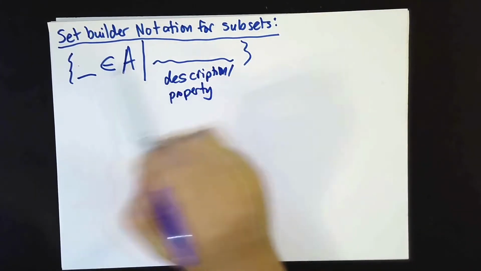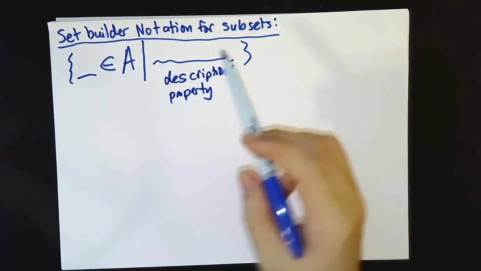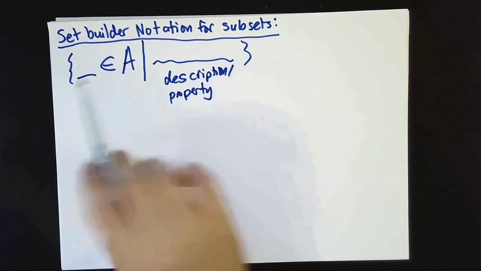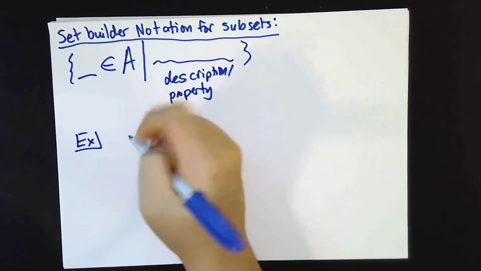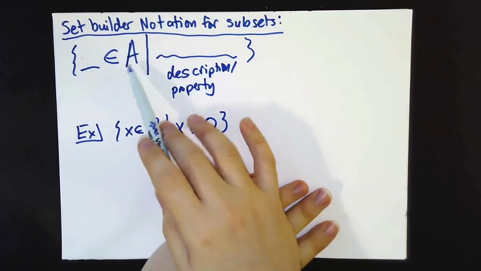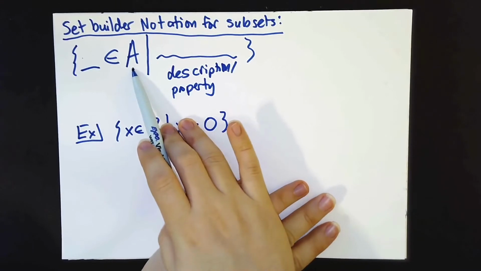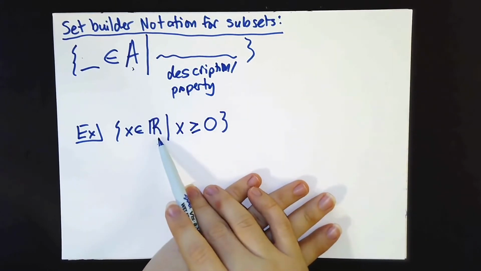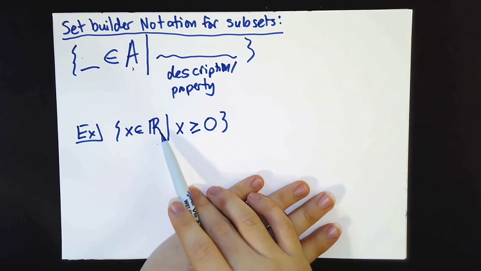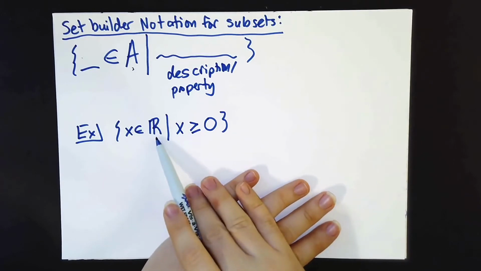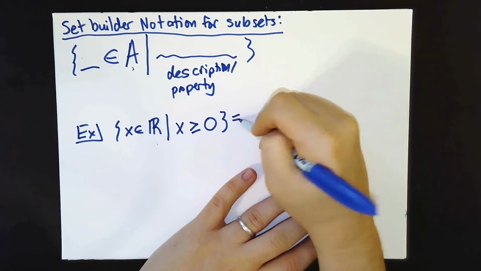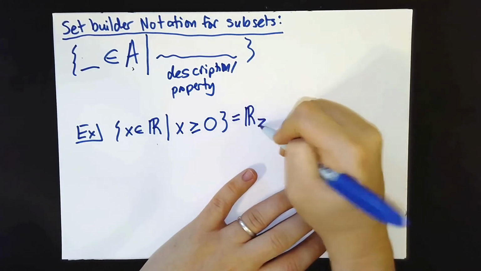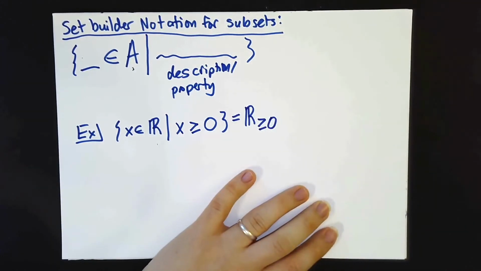And so let me give you several examples of using this so that you can understand what's going on here. First of all, note this thing is always describing a subset of A. So in this case, I'm describing a subset of the real numbers, the subset of the real numbers that is non-negative. So this is exactly the thing that we before denoted by r greater than or equal to 0.